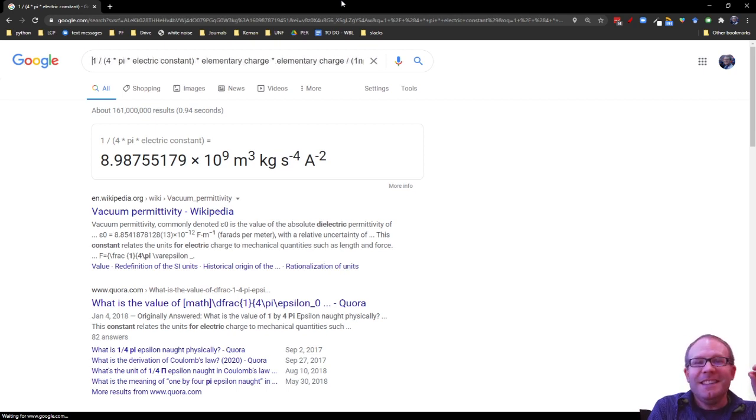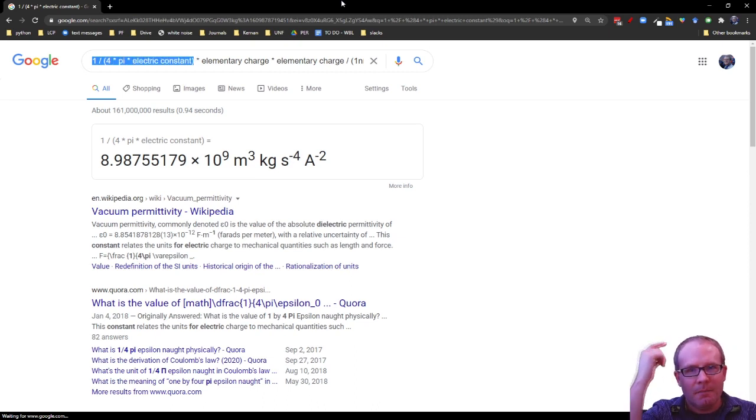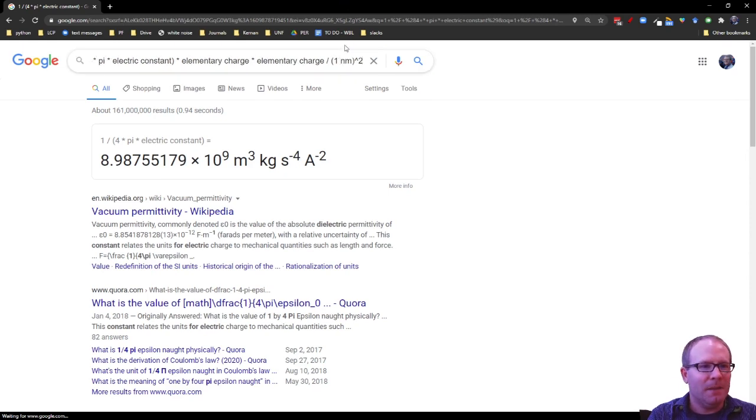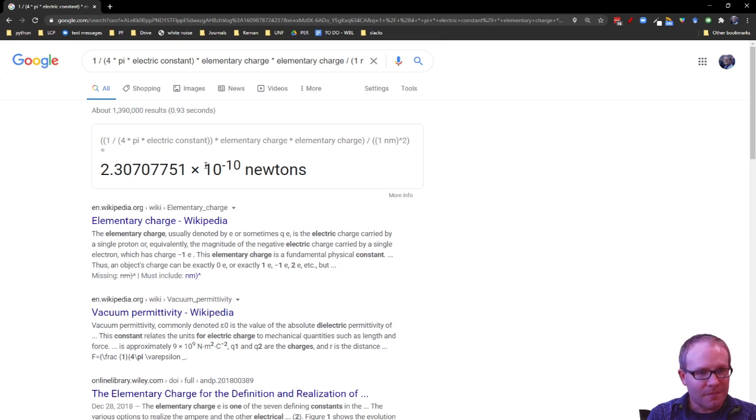Now, this is even better than the last one, I think, because I'm not having to worry about what the numbers are. I just know that I need 1 over 4 pi epsilon naught. So I tell it 1 over 4 pi epsilon naught. I don't need to waste my brain processing power recalling what epsilon naught is. Same thing with the proton charge. Why should I recall that when I can just ask Google for it here? And then I have my 1 nanometer squared on the bottom. We'll hit enter. And lo and behold, we get our force again, 2.3 times 10 to the negative 10 newtons. And it does this with a lot of stuff.